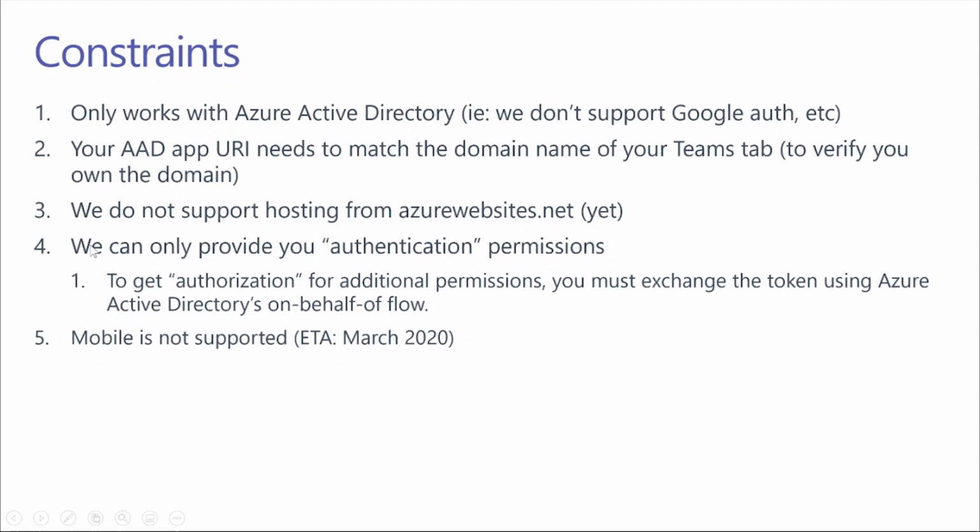Next, it's important that you understand that we can only provide you authentication permissions. What I mean by that is, SSO is great for authenticating a user. SSO is not that great for getting authorization for additional permissions. If you need to authorize the user for additional permissions, the developer story around that has not changed. You still need to take the token you get back from the first step, pass it to your server, and do an on-behalf-of exchange to get elevated permissions.